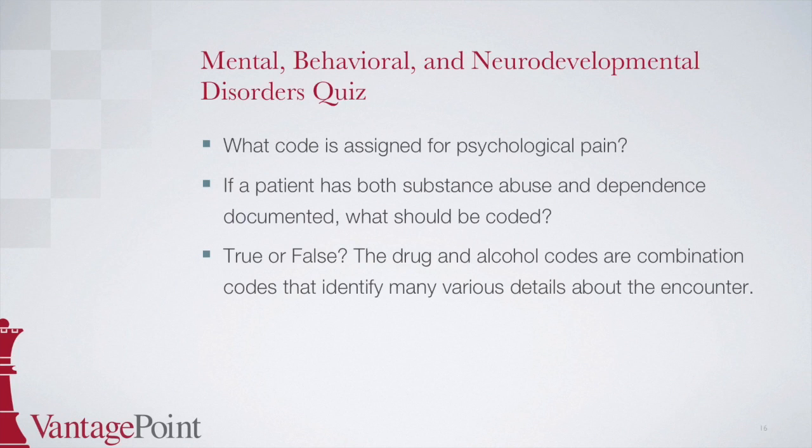Now it's time for our quiz. Our first question is, what code is assigned for psychological pain? Our second question is, if a patient has both substance abuse and dependence documented, what should be coded? Our final question is, true or false? The drug and alcohol codes are combination codes that identify many various details about the encounter. You can pause the webinar to write down your answers and then hit play to find out if you were correct.